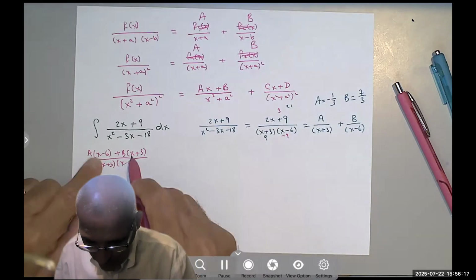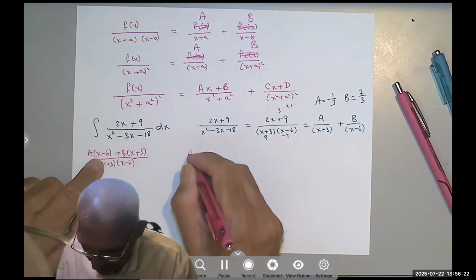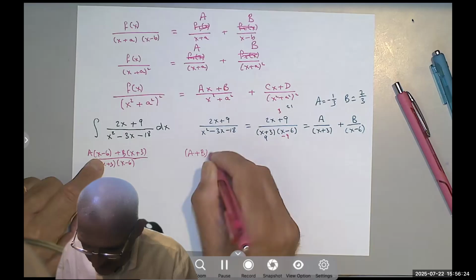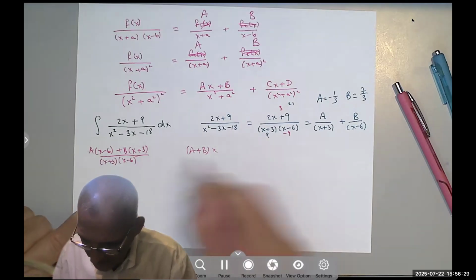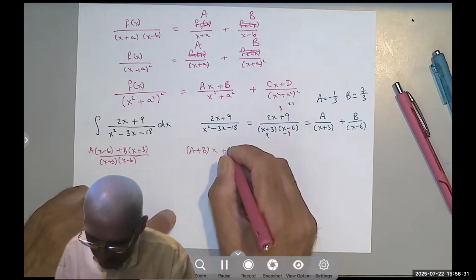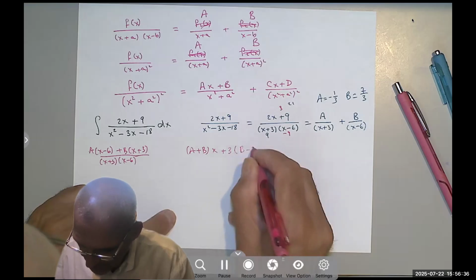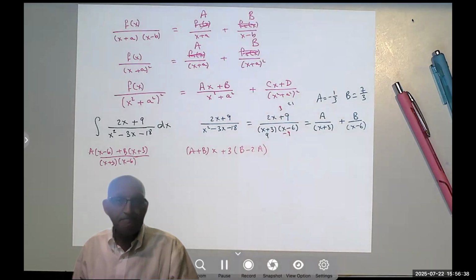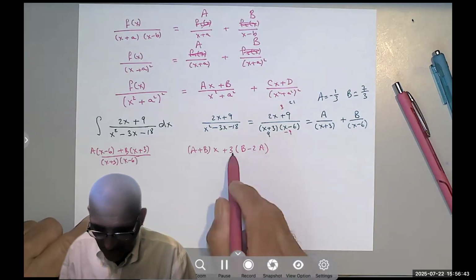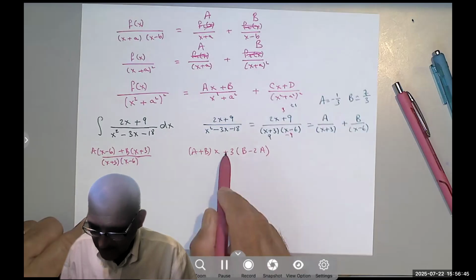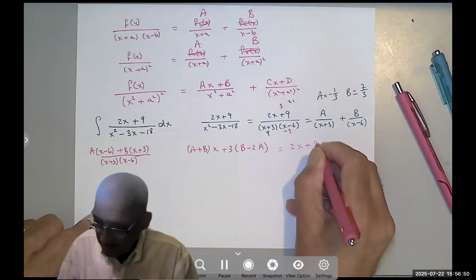First, let's take the coefficient of x. I have ax plus bx, so a plus b times x. And then I have -6a plus 3b. So plus, I can factor a 3, plus 3 times b minus 2a. Right? Do you see that? -6a plus 3b. And that equals the original 2x plus 9.